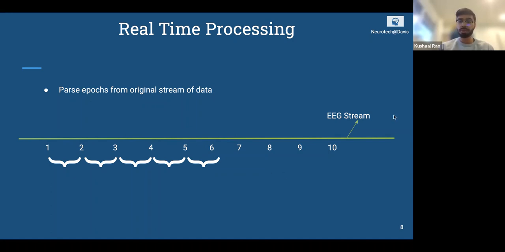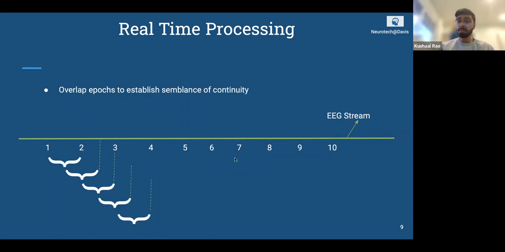So here's a solution to that. You keep the epoch length as 1 second because that is probably the minimum amount of information you need in order to decide what to do or to base a command off of. But you overlap the epochs with each other. So we have one epoch starting from 1 to 2. You have another epoch, still 1 second long, but it starts from 1.5 and goes to 2.5, and so forth. So you still have these 1 second long epochs, but you overlap them with each other to establish a semblance of continuity.